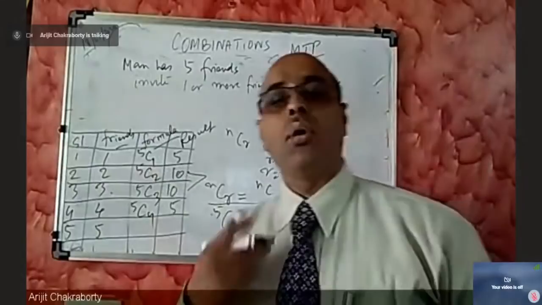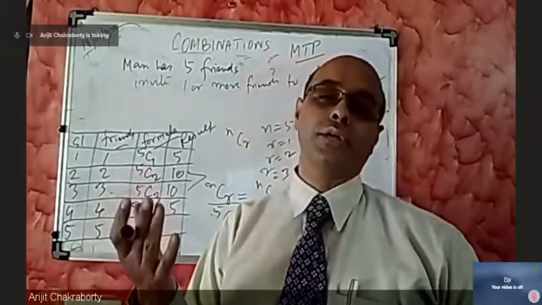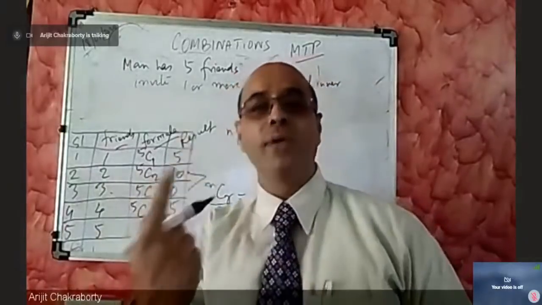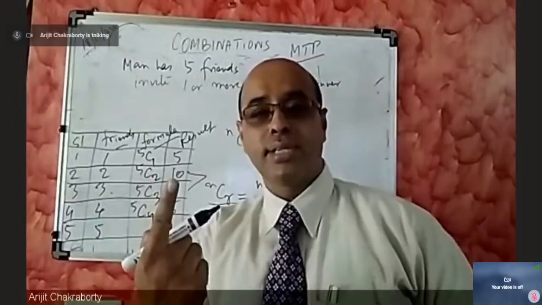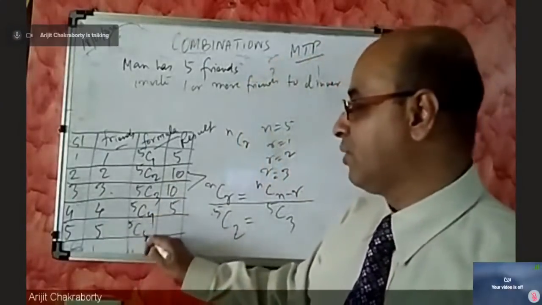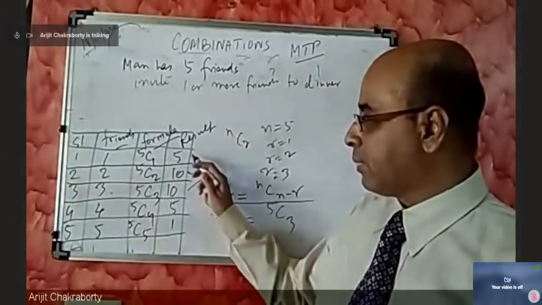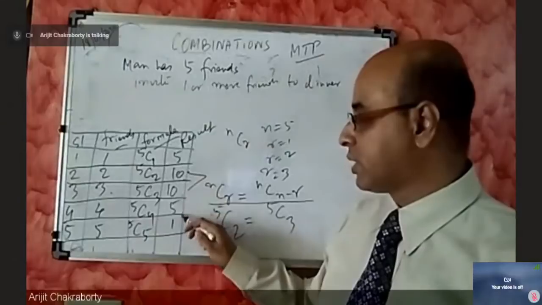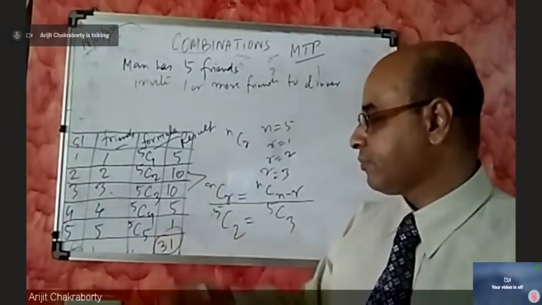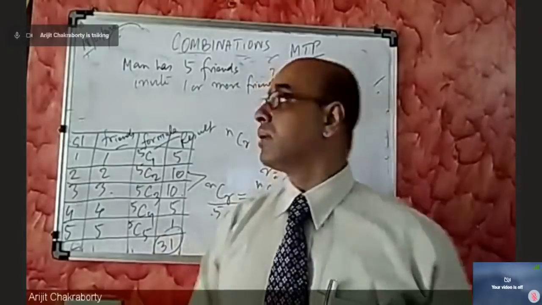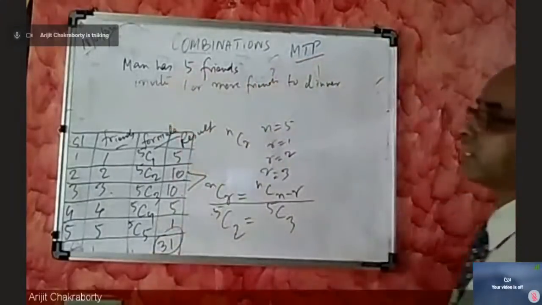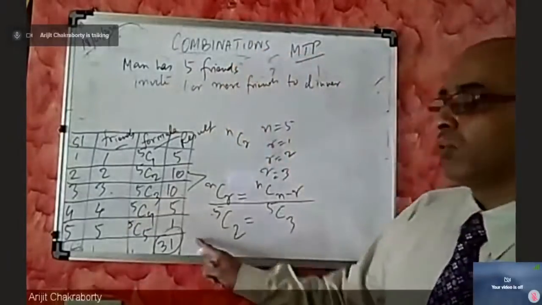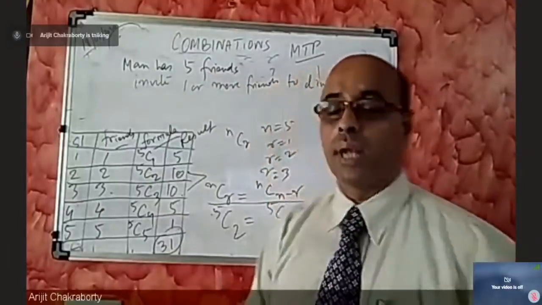And if you want to invite all 5 friends, in how many ways can you do it? I have 5 friends, I want to invite all 5. Well, basically I can do it in only one way. Inviting all my 5 friends for dinner. So 5C5 is 1. So let me add up. 5 plus 10, 15. Plus 10, 25. Plus 5, 30. Plus 1, 31. So the answer is, a person can invite 1 or more friends out of his 5 friends in 31 ways.